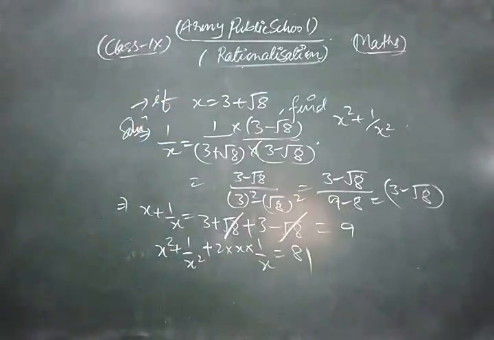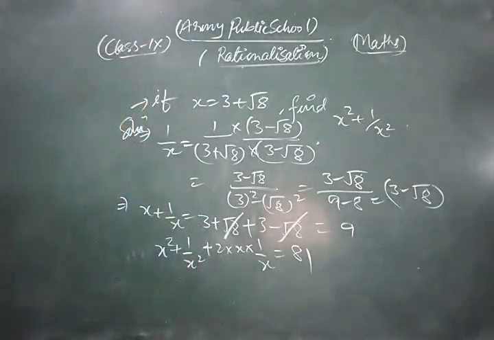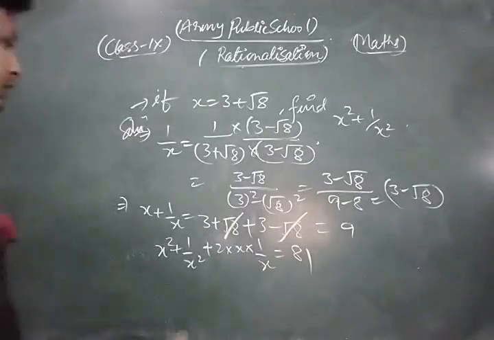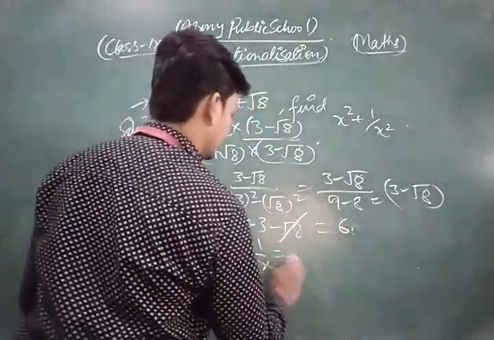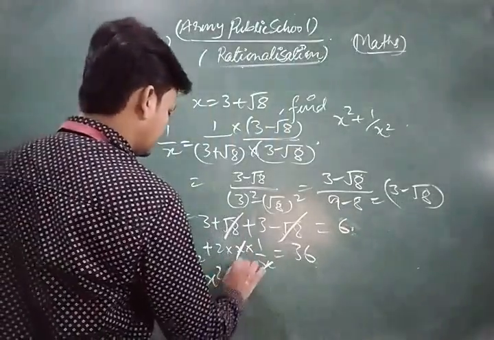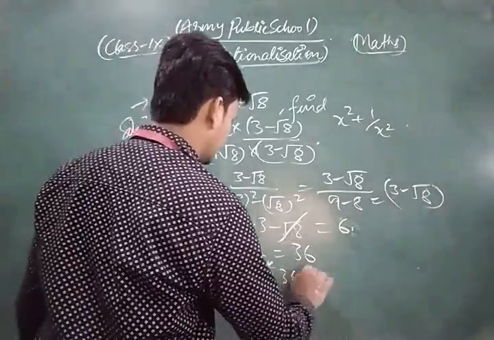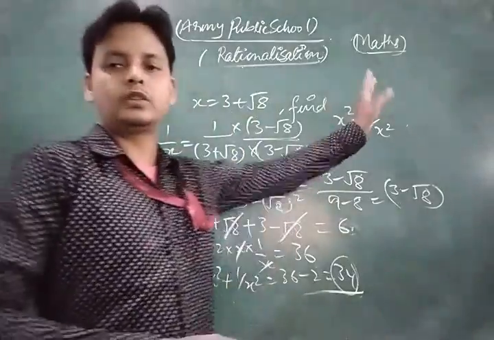Okay. Now we find, sorry, 3 plus 3 is 6. Yes, this is 6 here, and this is 36. So now x cancel to each other. So we get x square plus 1 upon x square is equal to 36 minus 2, that is 34, the required answer. So in this way, dear students, you can solve that type of question.